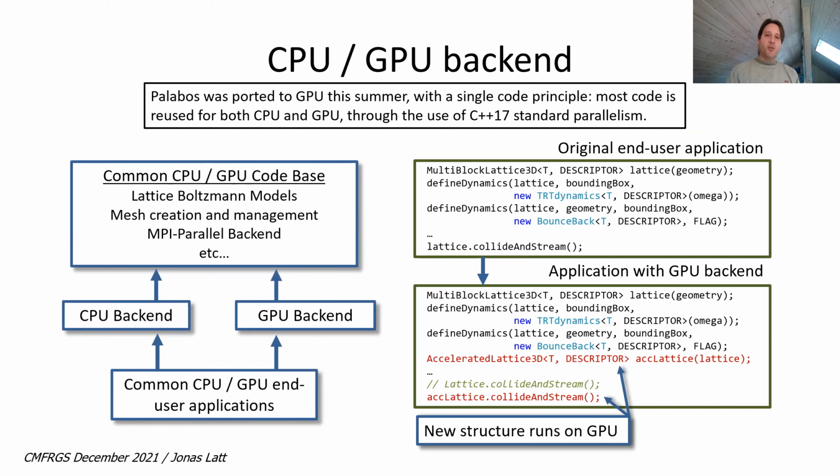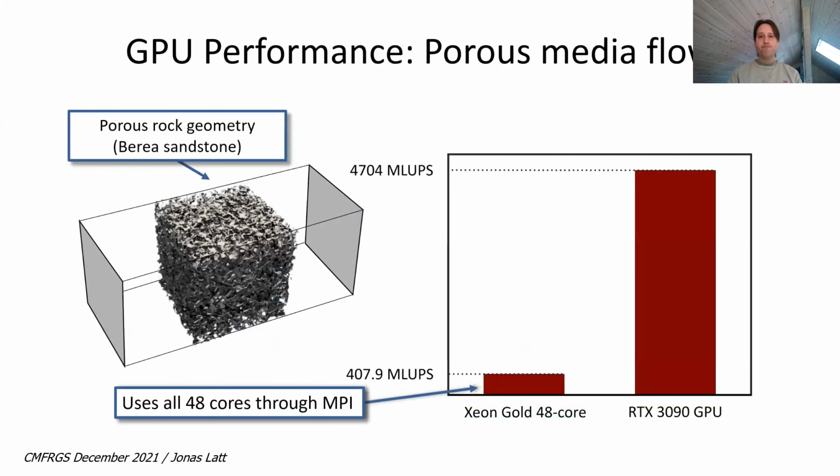So you see here the code structure. On top, you have the code base in which the actual numerical methods are implemented, in which you have the MPI backend, and mesh creation and management algorithms. And this code base is common to CPU and GPU. In the middle, you have a CPU backend, which we wrote back then for CPUs, and the GPU backend, which we recently wrote for GPUs. And on the bottom, you have the end user applications, which are again common and agnostic of the type of hardware, except for one line in which you choose your backend or your parallel container.